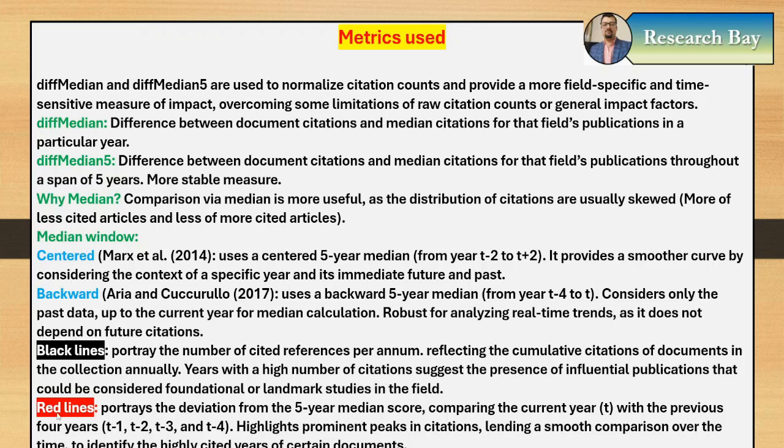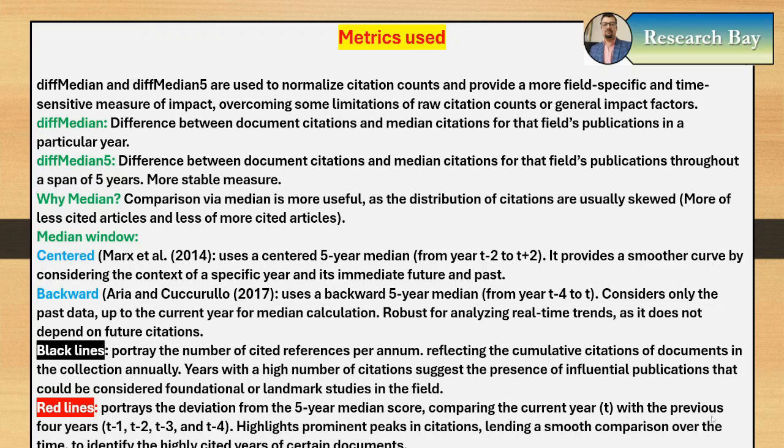Now red lines portray the deviation from the 5-year median score. So the 5-year median score which we have taken, red lines portray the deviation from that. In case you have small data and you do not see any deviation between black and red lines, that means there have been no influential publications as such in your data. So it's all going normal.